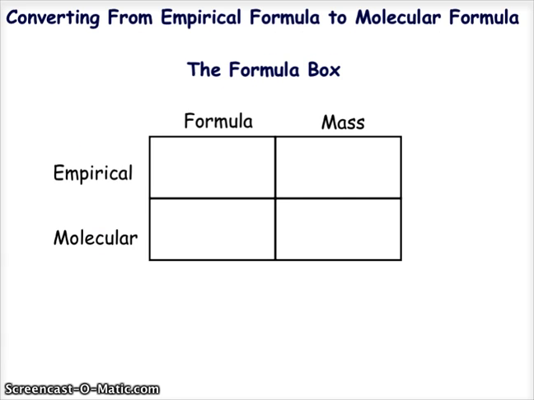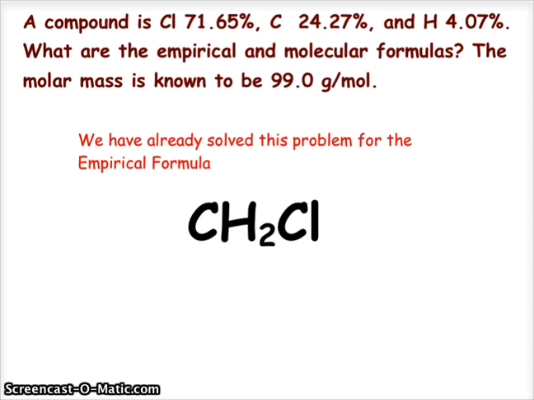So let's move on. What we're going to use is a formula box for converting empirical formulas to molecular formulas. So we need a box of 4. On the left we have empirical and molecular, and across the top we're dealing with the formula and the mass. So if our question is, a compound is 71.65% chlorine, 24.27% carbon, and 4.07% hydrogen, what are the empirical and molecular formulas? The molar mass is known to be 99.0 grams per mole.